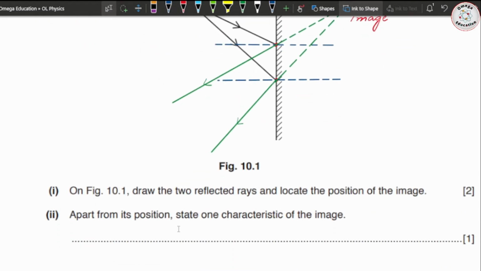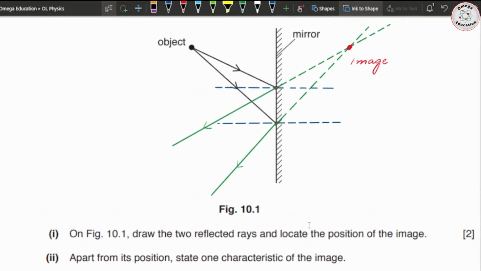Apart from its position, state one characteristic of the image. So a characteristic in terms of the position would have been that the image is on the other side of the mirror with respect to the object. Another characteristic would have been that image and object are equidistant from the mirror.